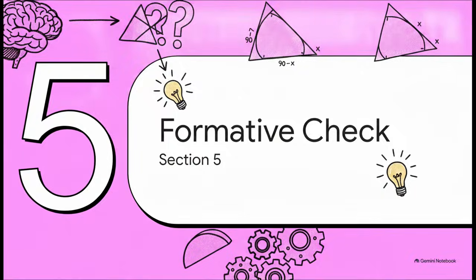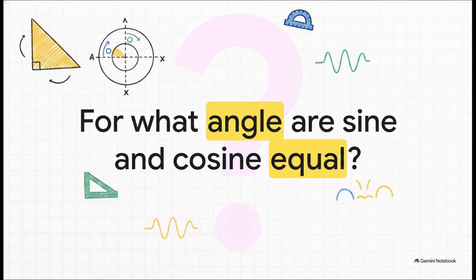Time to test it out. Section 5, formative check. Here's the question for you to ponder. For what exact angle measurement must sine and cosine have the very same value? I'm going to pause for just a couple of seconds here. I want you to really think about a number, an angle, that acts as its own complement.